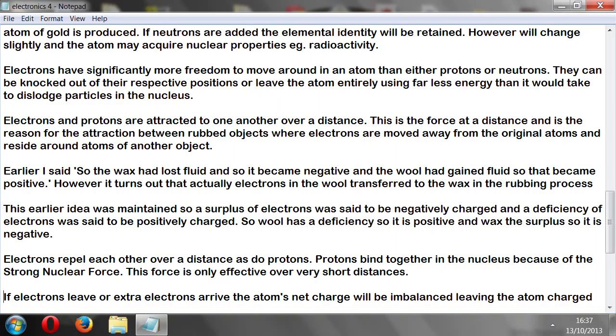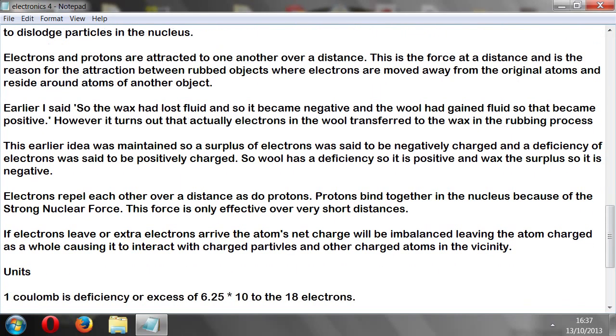Well, I'm not talking about that anyway. So electrons repel each other, as do protons. Protons bind together in the nucleus because of the strong nuclear force. The force is only effective over very short distances. The video did get cut off, but the early idea was maintained.